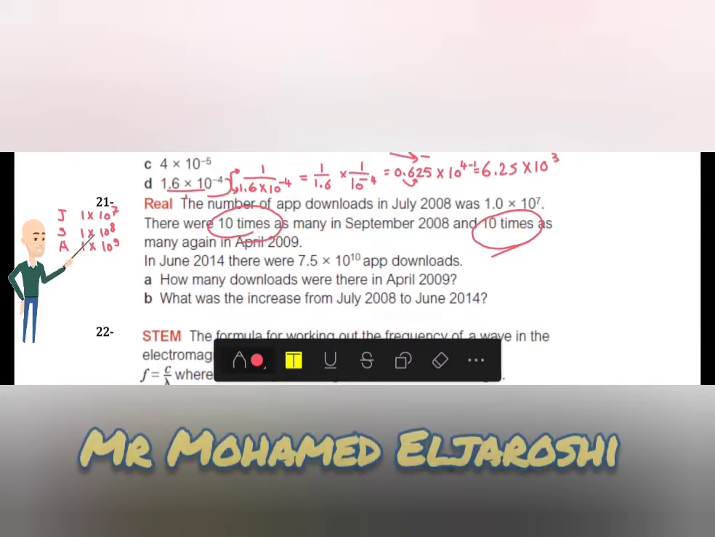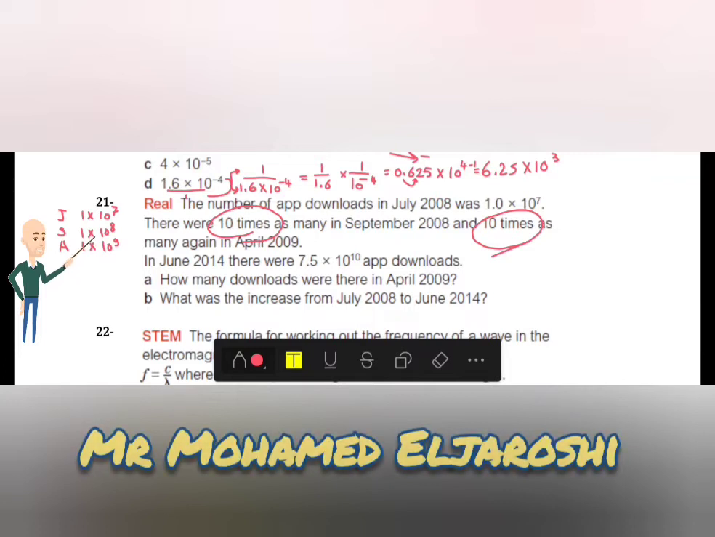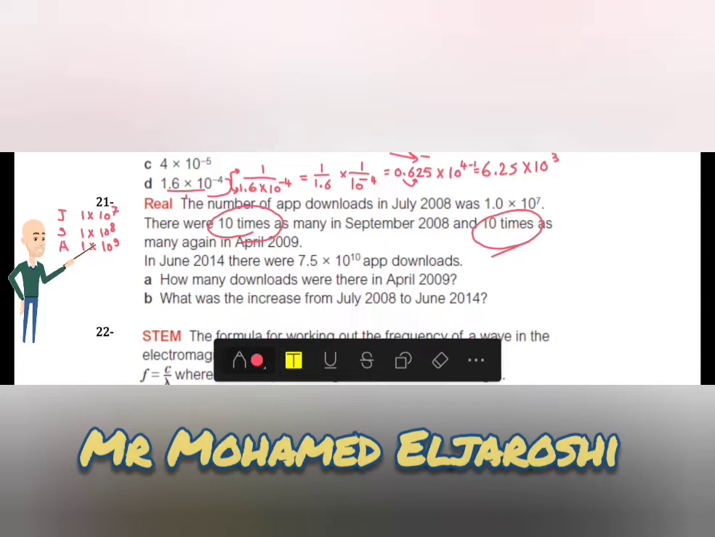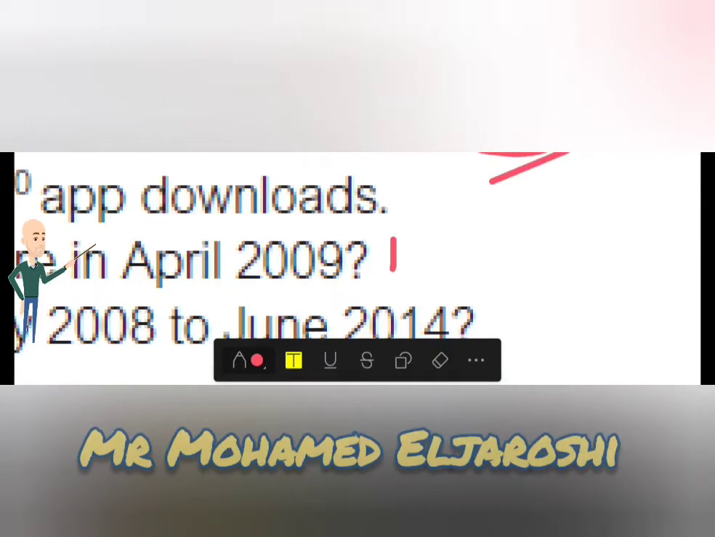Now let's take a look at the rest of the question. In June 2014, there were 7.5 multiplied by 10 power of 10 app downloads. Now question A says, how many downloads were there in April 2009? Now, we used these facts to find April in 2009. So we already know the answer. It's 1 times 10 power of 9. So I'll write it here, 1 times 10 power of 9.